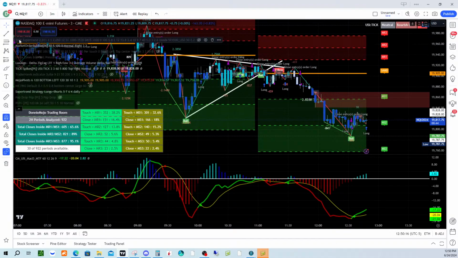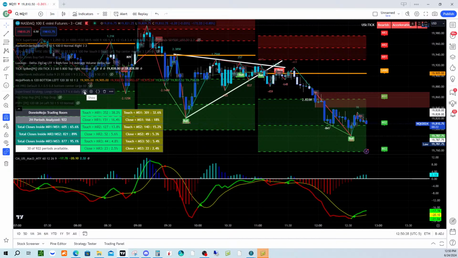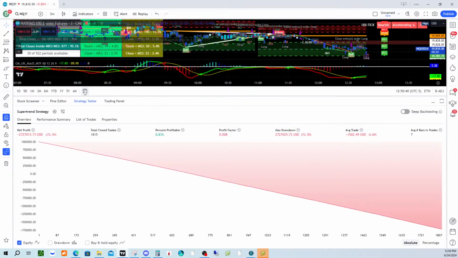The other thing that's really cool that you can do, and this happens to be on the super trend strategy, just a random super trend strategy that I found in the TradingView community, but you can use any strategy. I'm just going to toggle this out and then bring it back in. It'll bring up the statistics.